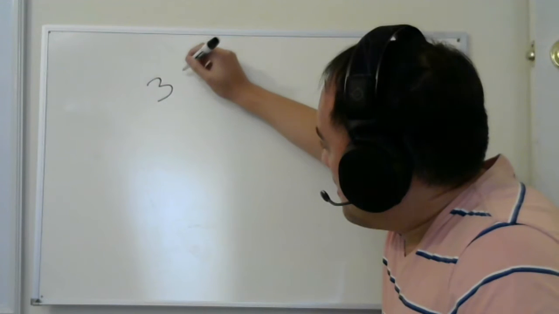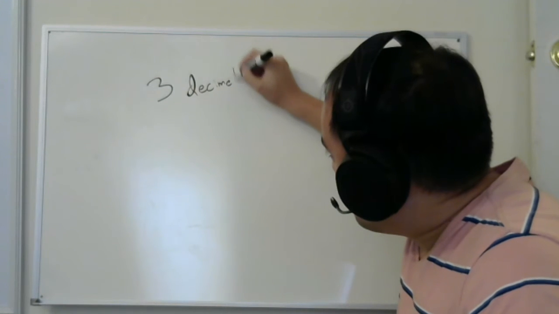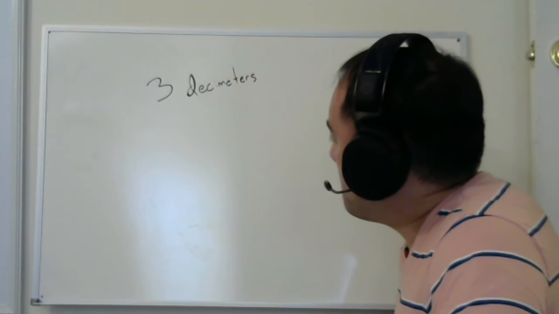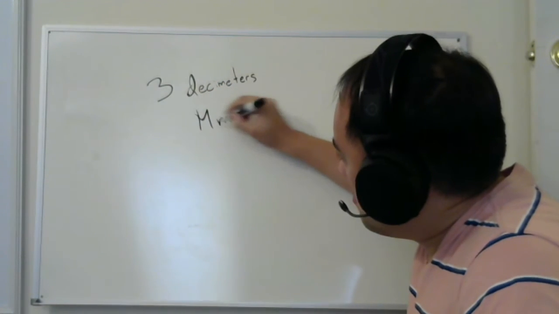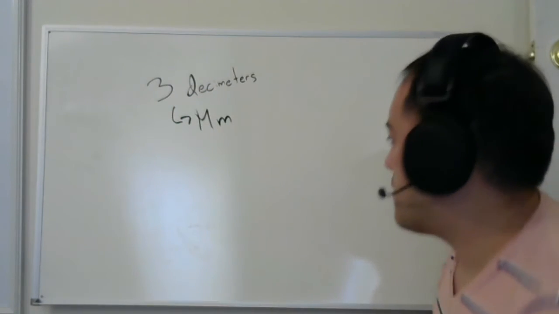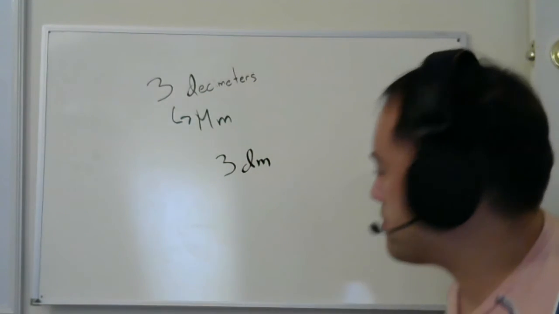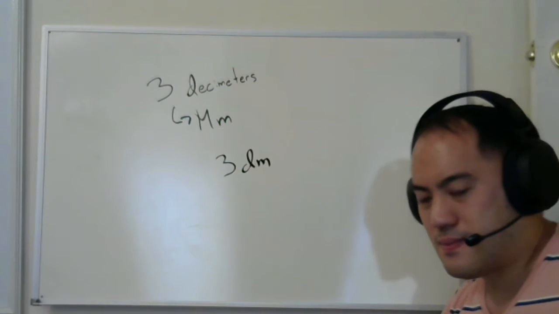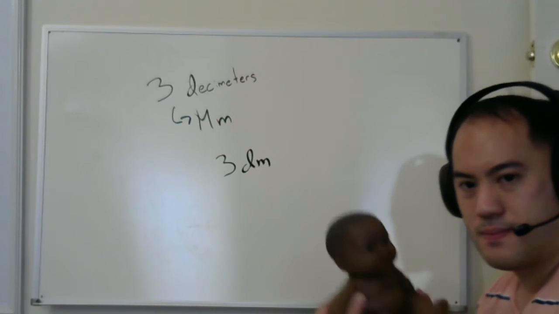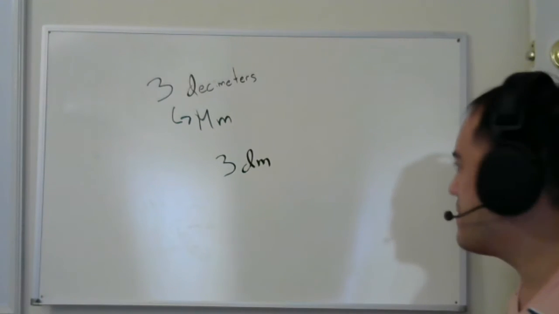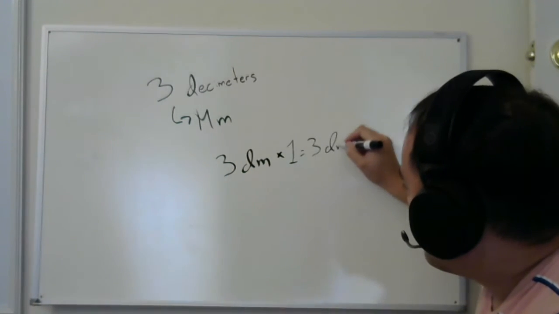So if I want to convert three decimeters to megameters. Well, first write the number you have. 3 decimeters, little d, little m. Okay. Easy question. What happens when you multiply a number by 1? You get the same number. Yeah, good job. 3 decimeters times 1 is 3 decimeters. Not useful.